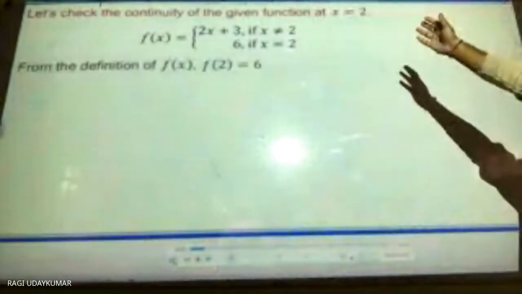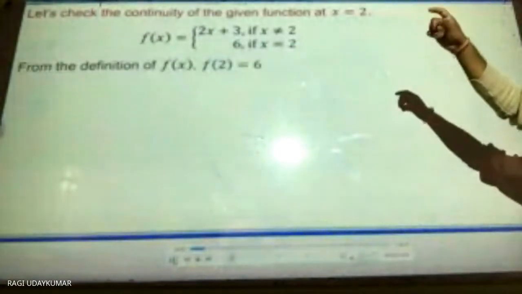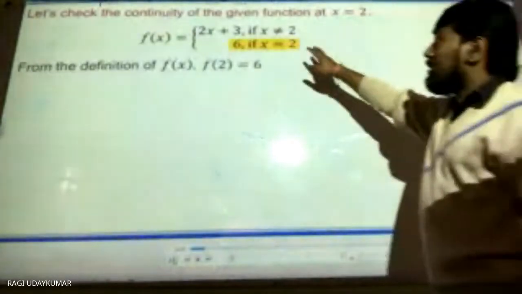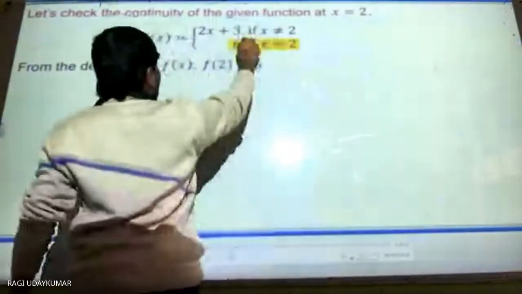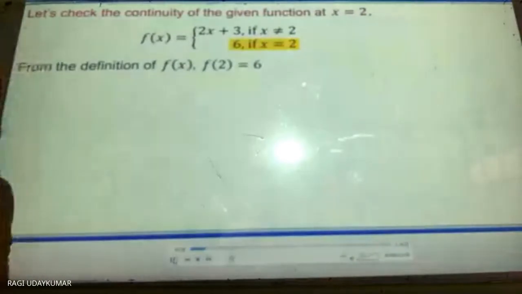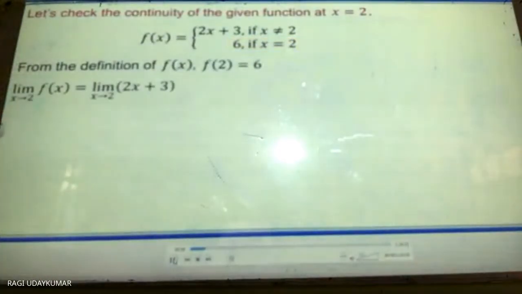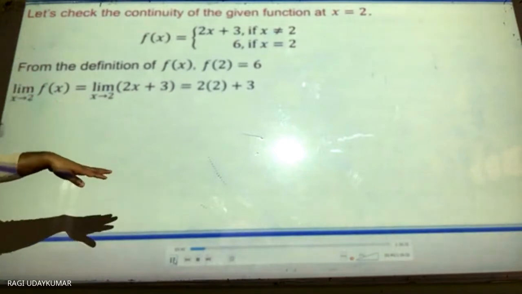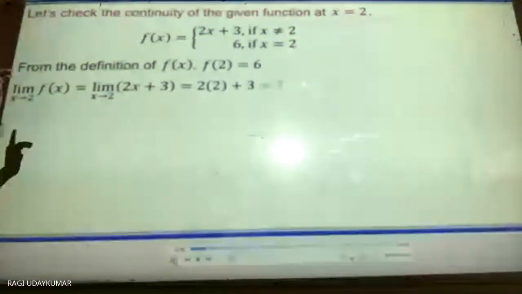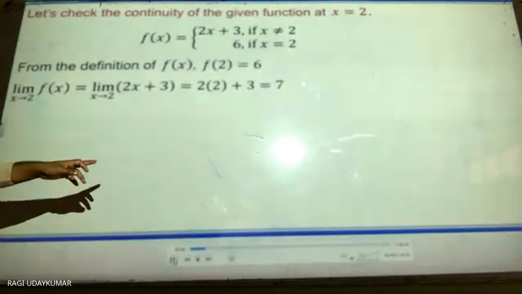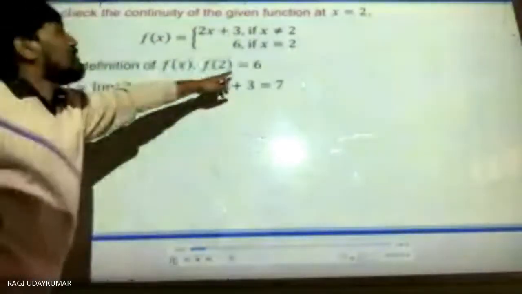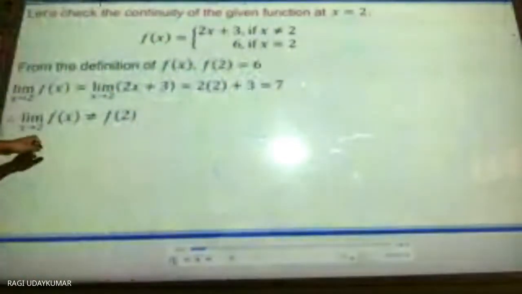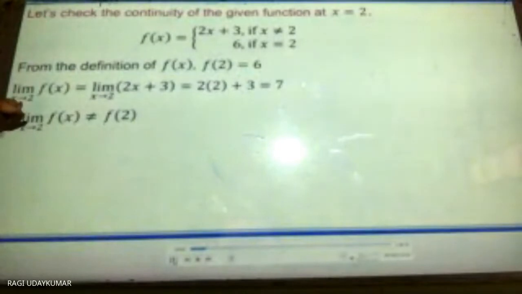Let us check the continuity of this function. It is a split function, because two different expressions are given to you in this situation. So we call this function a split function. The left hand limit and the right hand limit have to be found, and whenever you consider them, the value of f of 2 is equal to 6 here.